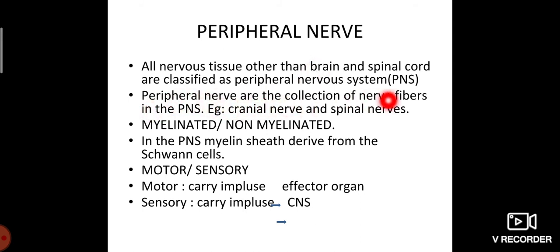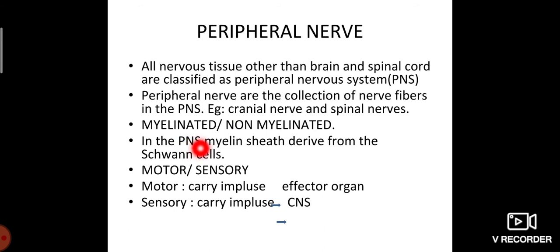Peripheral nerves are the collection of nerve fibers in the PNS or peripheral nervous system. Examples: cranial nerve and spinal nerve. These fibers can be myelinated or non-myelinated. Okay, myelinated fibers and non-myelinated fibers are present there.